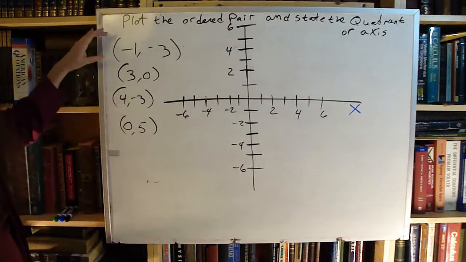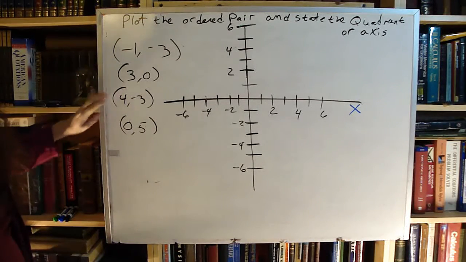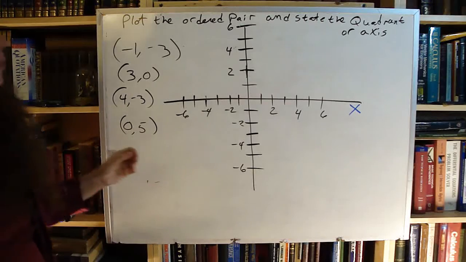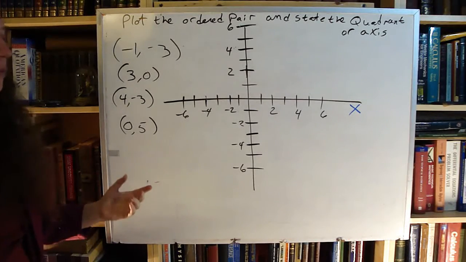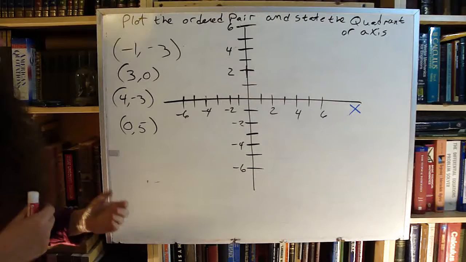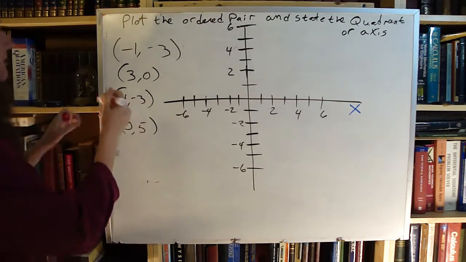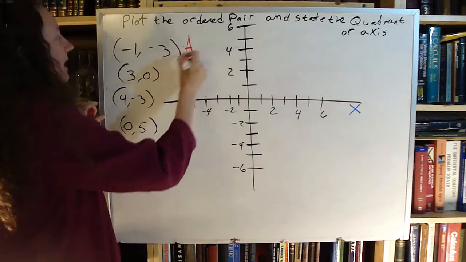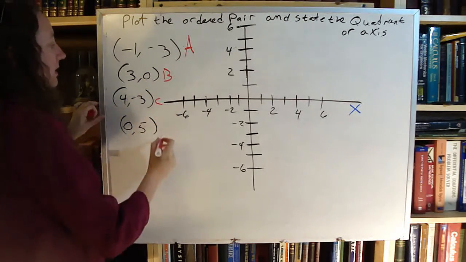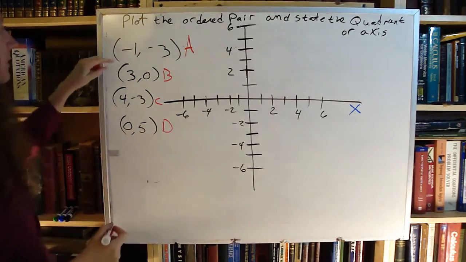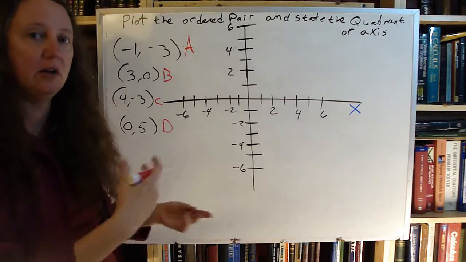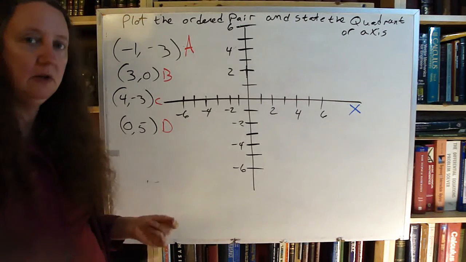Here you have to plot the ordered pairs, there are 4 of them here, and state which quadrant they are in or on what axis they fall. So going with my first one, I'm going to label these A, B, C, and D. That way I don't have to rewrite the entire number, I can just label it as A, B, C, and D.